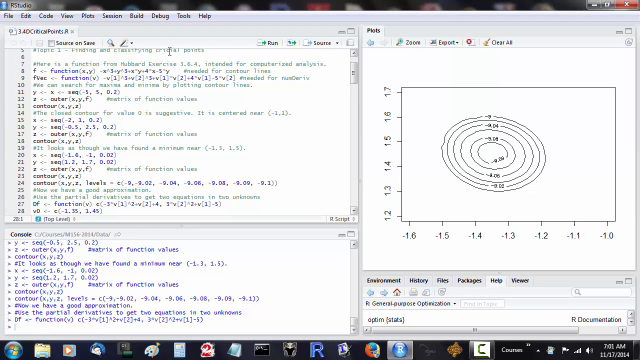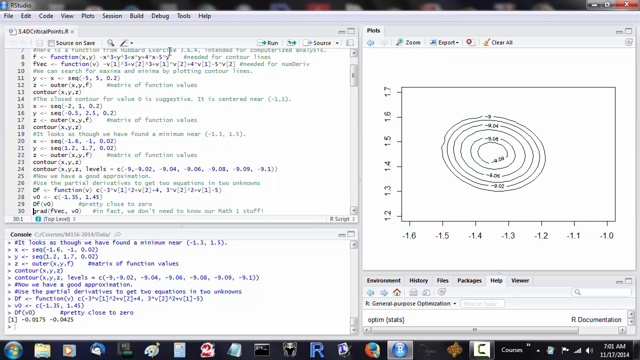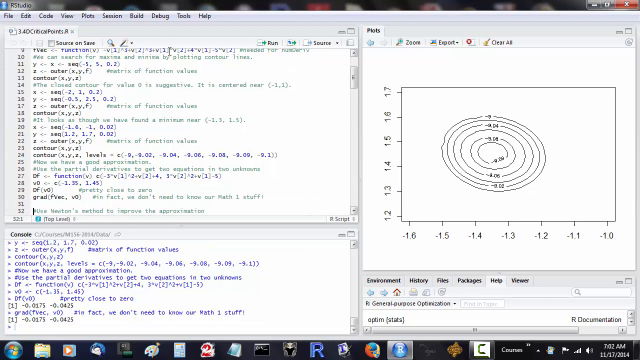We don't have the critical point, but we've got a pretty good approximation to it now. It's roughly at x equals minus 1.35, y equals 1.45, and when we evaluate the partial derivatives there, we get something that is pretty close to 0. Interestingly, while we used our knowledge of how to differentiate polynomial functions, we didn't need it. If we just ask for a numerical computation, we get exactly the same values.